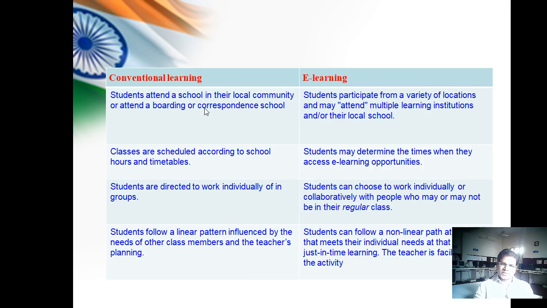Means in this way, the role of teacher and the role of students and the space of students is given over here. And this is the basic difference between conventional learning and e-learning. There is great scope for development of the students in e-learning, but in conventional learning there is little scope for developing themselves as a learner.